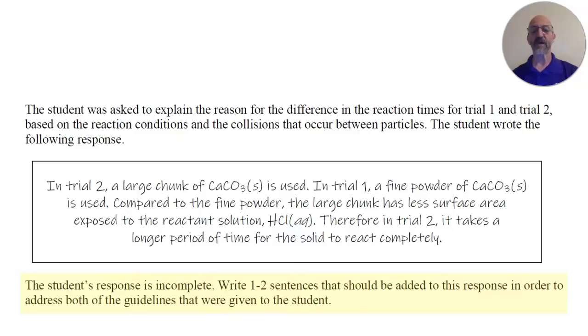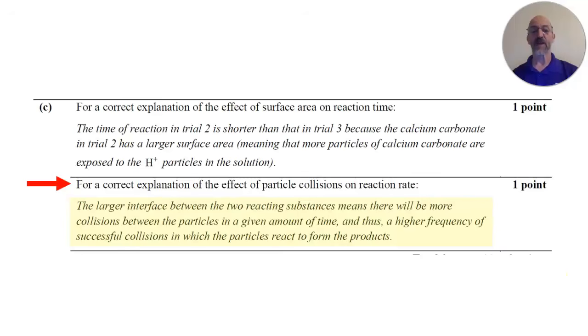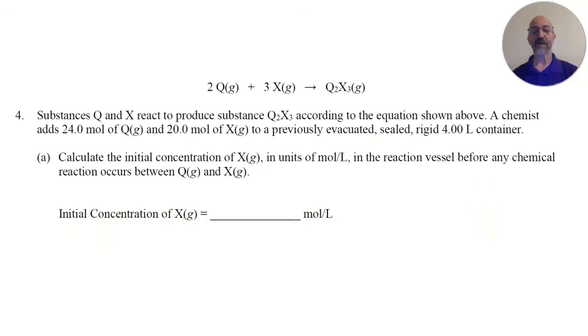So it says, write 1 to 2 sentences that should be added to this response in order to address both of the guidelines that were given to the student. So again, as long as you mention something about increasing the number of collisions or the frequency of collisions, then you would earn both the first point about surface area and the second point about the collisions between the particles of the reactants. All right, now let's take a look at question 4.